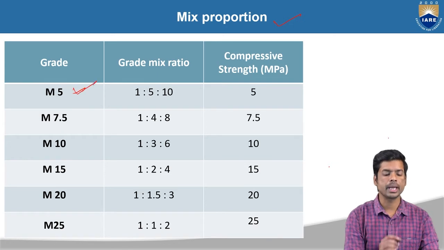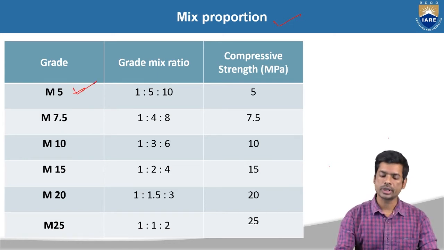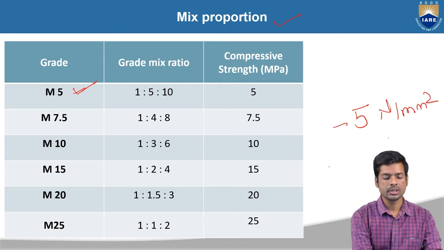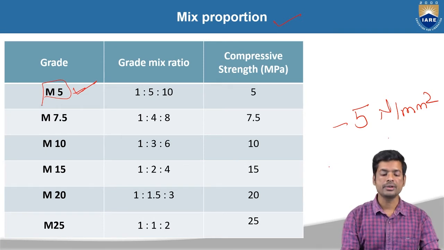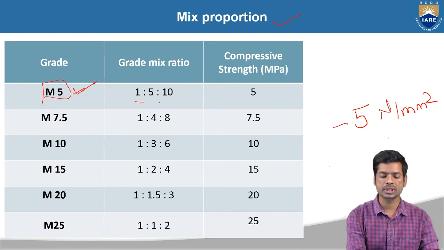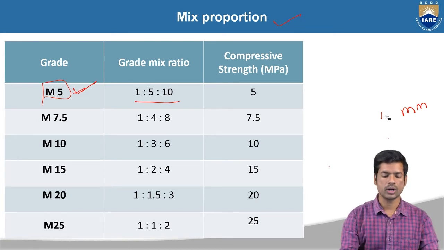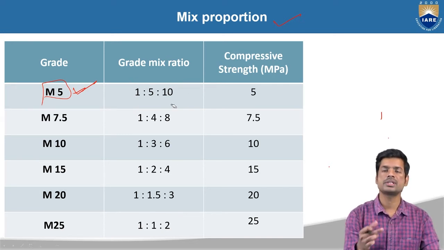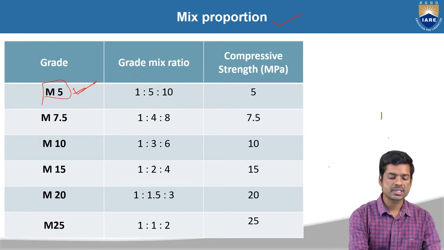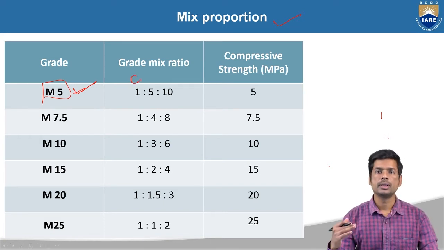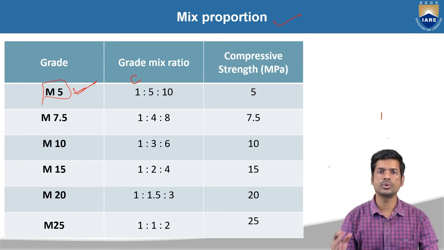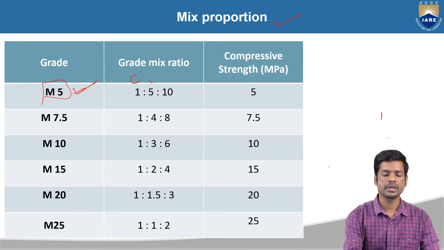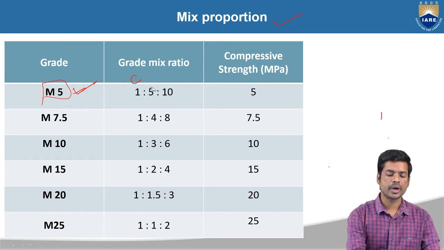First one, M5. For M5 grade concrete, if you need 5 Newton per mm square strength concrete, then we go with the M5 grade, and for that grade we maintain a particular ratio. In this ratio we have three numbers: 1 is to 5 is to 10. What do 1, 5, and 10 mean? 1 is cement. 1 represents the proportion, or weight, or unit of the cement, and 5 is the representation of fine aggregate.